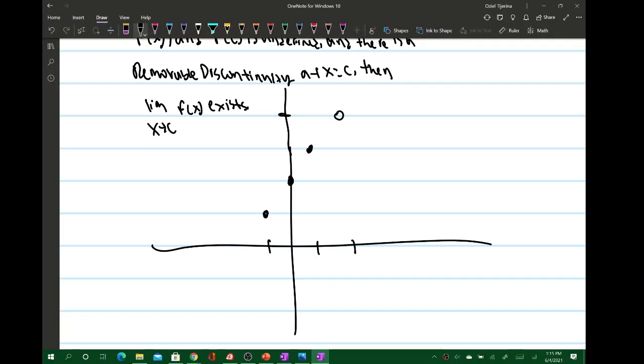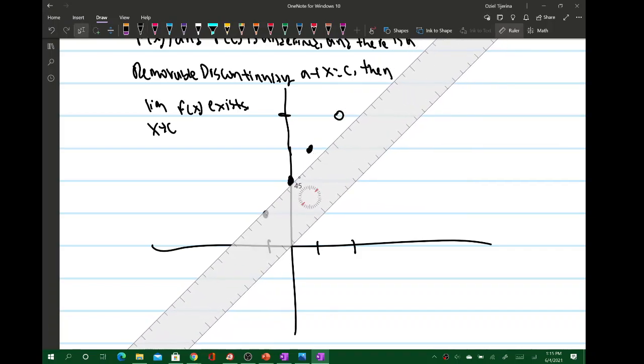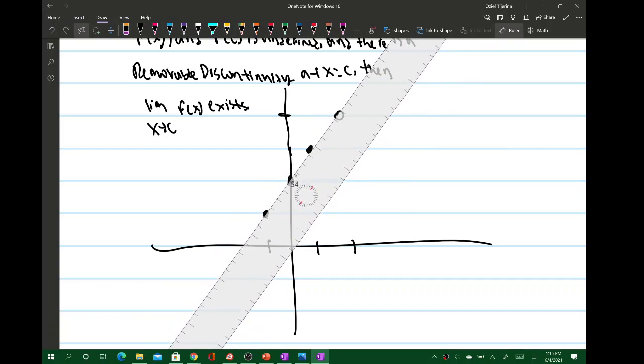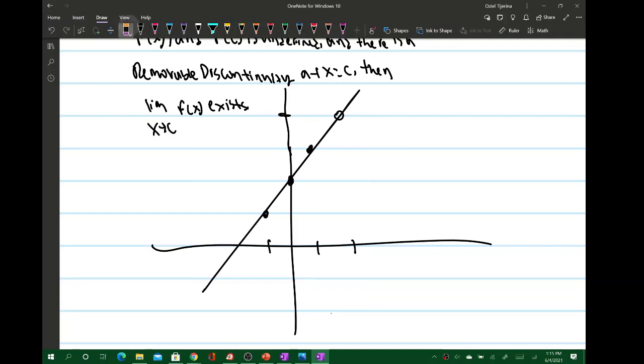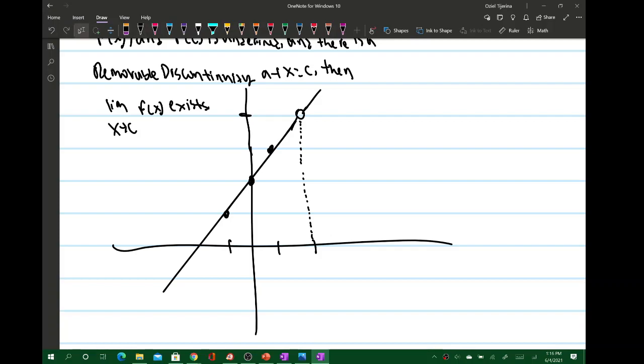And this would be the, I'm just going to try to draw a really rough sketch. This would be the line. And let me actually fix this part, because when we draw something like this, usually over here, we don't usually do that. So let me fix that very quickly. That means that here, at x equals c, there is a removable discontinuity.